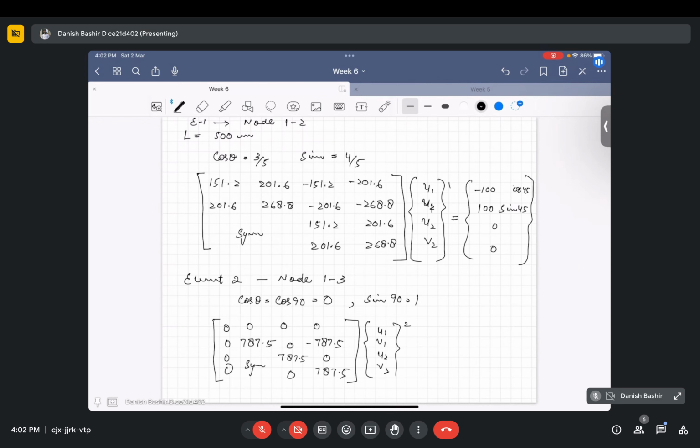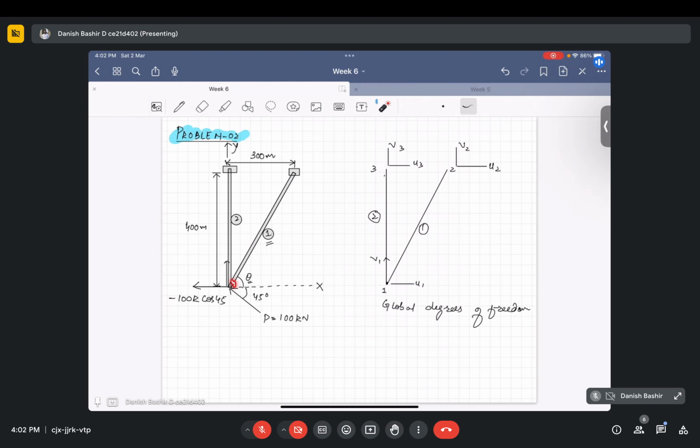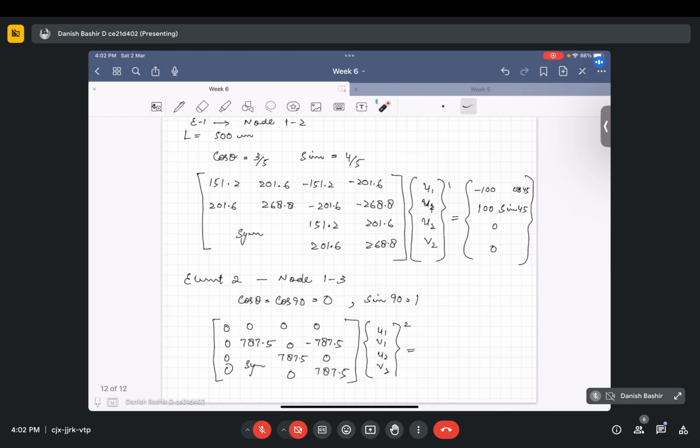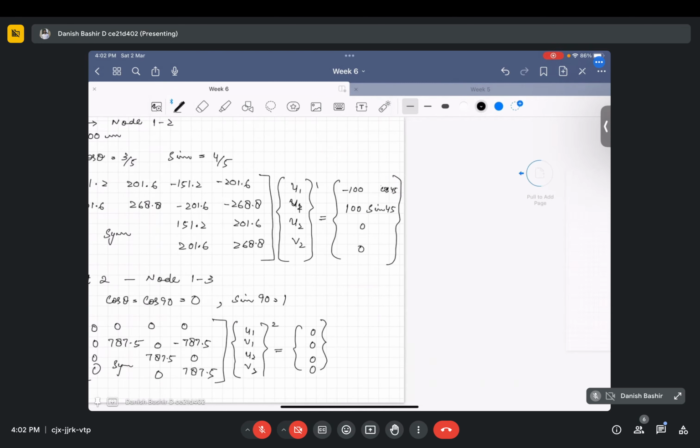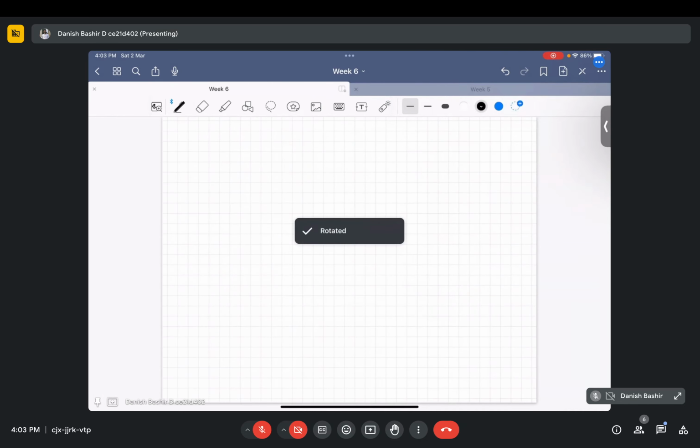This was for element 1. Since you can see that at both nodes there are no forces acting, no force is acting here, and no force is acting here. This force is not acting now because we already incorporated it with element 1. It will not be counted twice. So the load vector will be 0 0 0 0. So you have two equations. Simply you have to combine these two equations. Once you combine these two equations, you will get a global system.